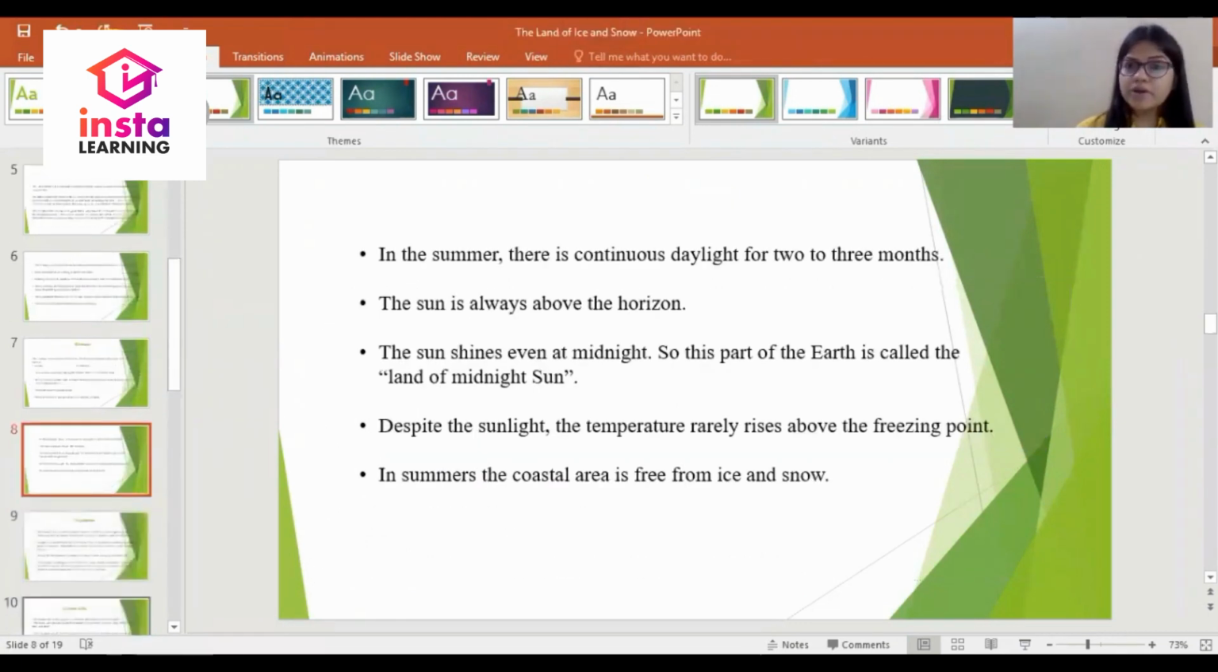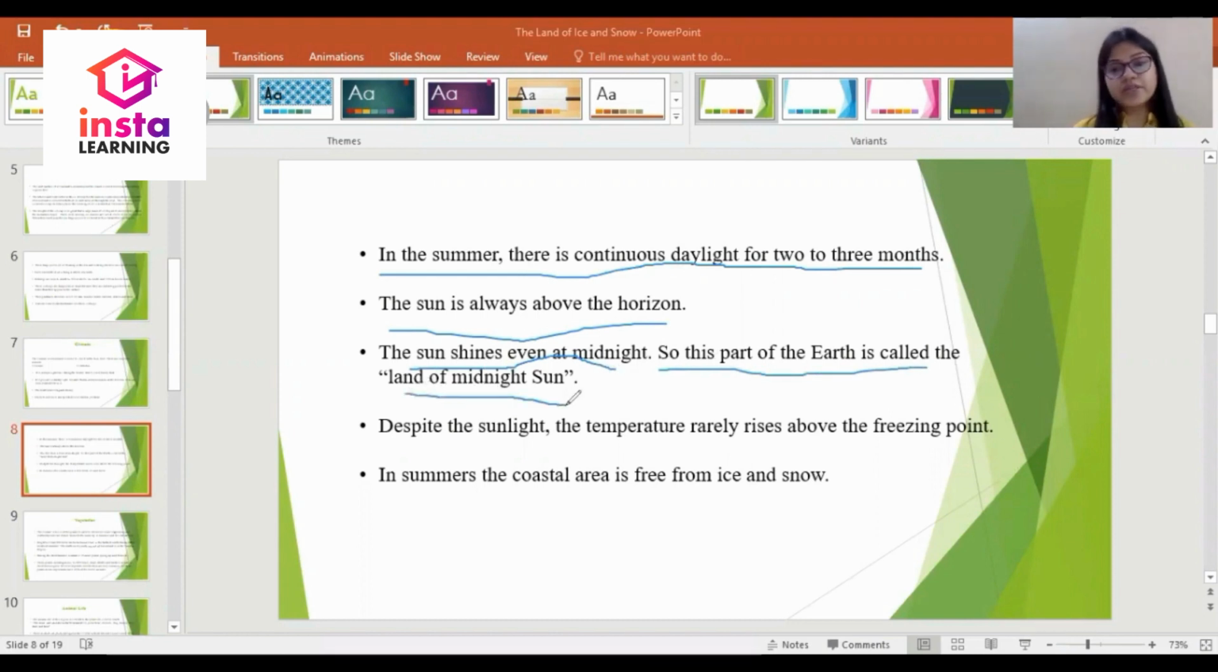In the summer, as I am highlighting it, there is continuous daylight for 2 or 3 months. The sun is always above the horizon. The sun shines even at midnight. So this part of the earth is called the land of the midnight sun.